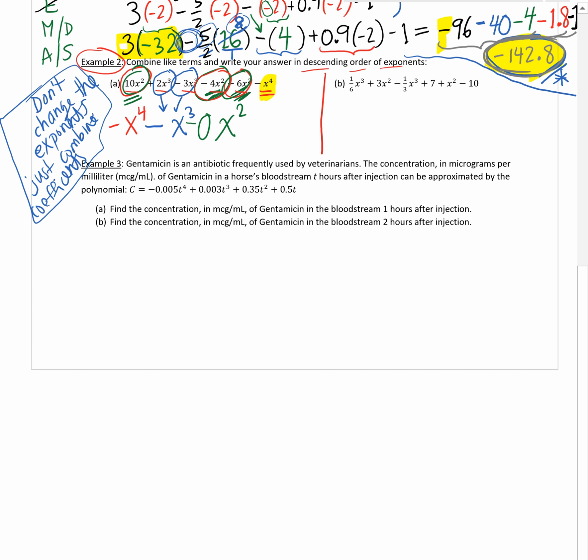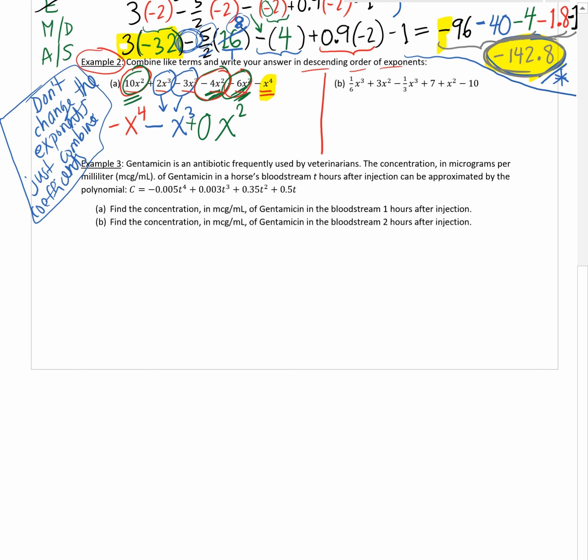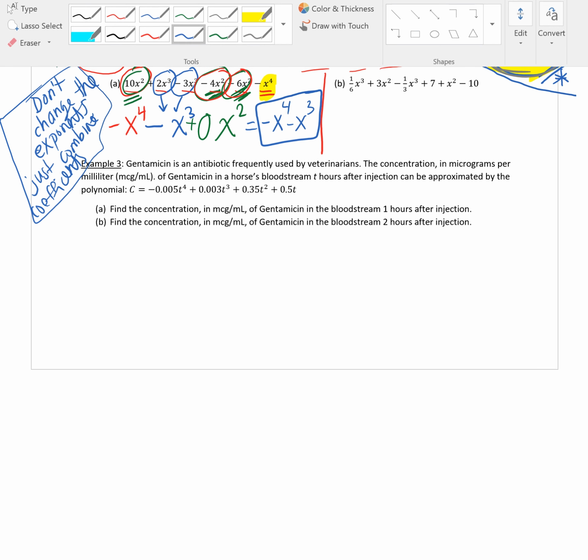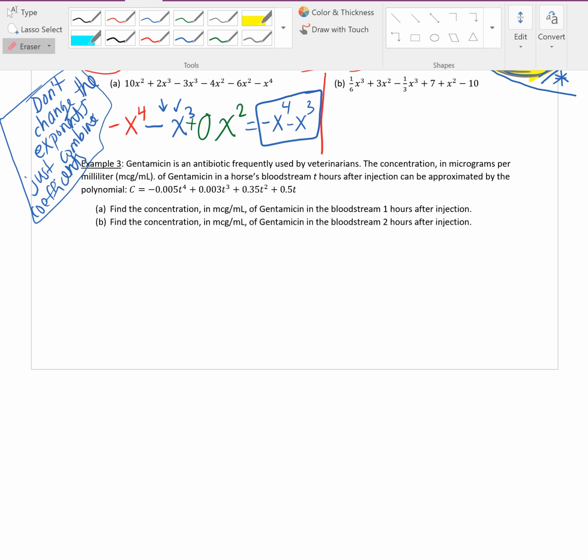You could put a 0 if you want, but 0 times anything is 0, and then that term will just disappear. So really what you're left with is just the negative x to the fourth minus x cubed. Those are the only ones that stuck around throughout the whole problem. That one really got very simple when we were finally done combining stuff. So we did it. That's the answer to part A. Let's try part B here.